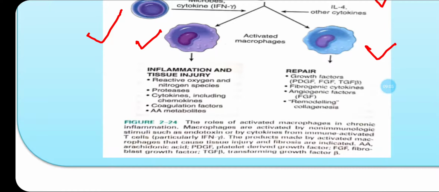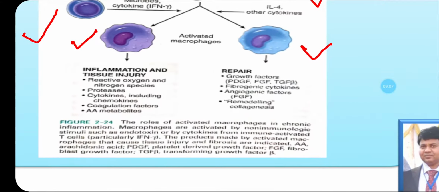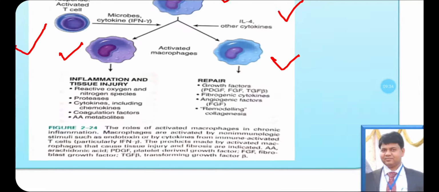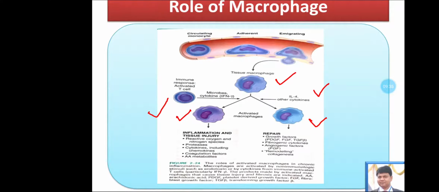On the other hand, the M2 macrophages, when they are stimulated, are concerned with the release of growth factors, especially platelet-derived growth factors, fibroblastic growth factors, and transforming growth factor beta, and they also release different angiogenic factors, and they help in the remodeling of collagen. So these are a few functions of these macrophages.